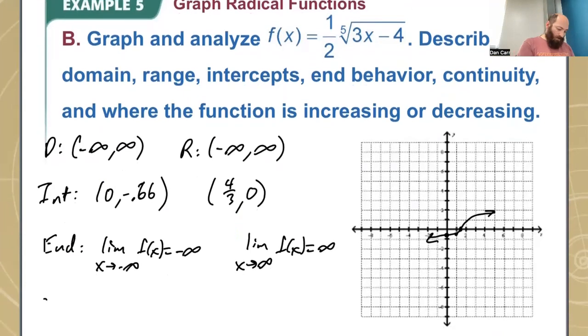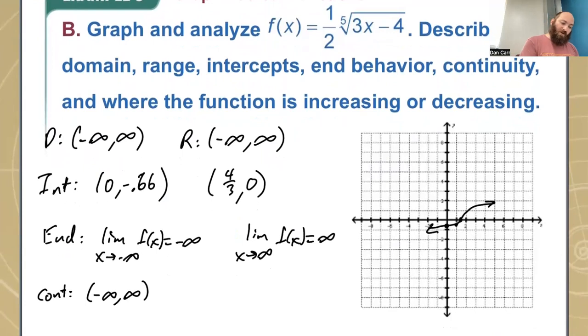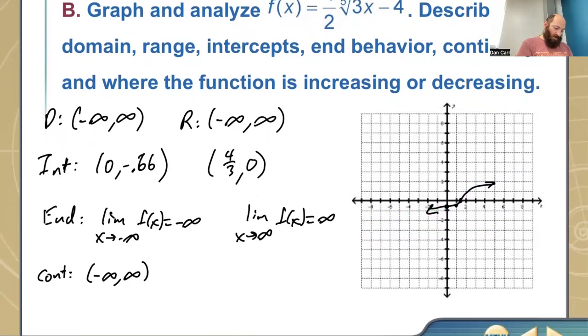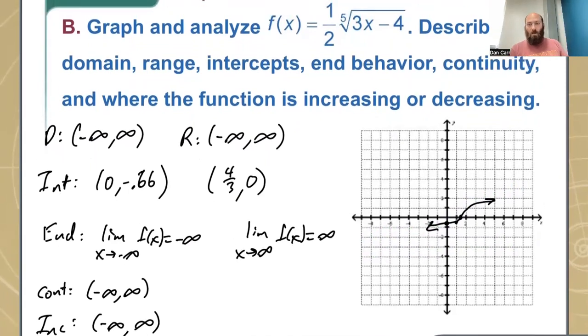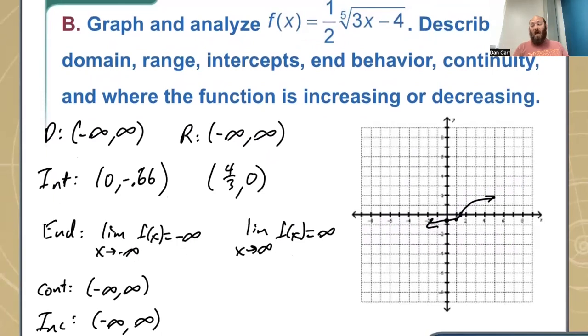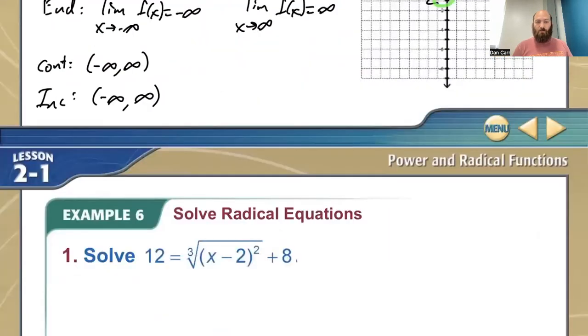Continuity: it is continuous throughout the entire graph, so it's just negative infinity to infinity. As a function increasing or decreasing, way out here, as I go left to right, it is always increasing. It's always going up. So that means it is increasing from negative infinity to infinity. So that's our basic odd root one. It has a little bit extra to it, but we can find those x and y intercepts, especially by doing our graph, using our technology to help us find those.